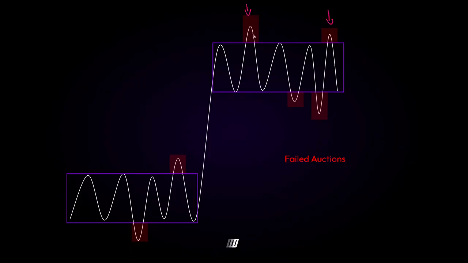This is what will happen most of the time. Price will attempt to break out. There's only one breakout that works. Only one actually breaks out, because it breaks out. These ones are attempts to break out that simply break back in. And we call these failed auctions.